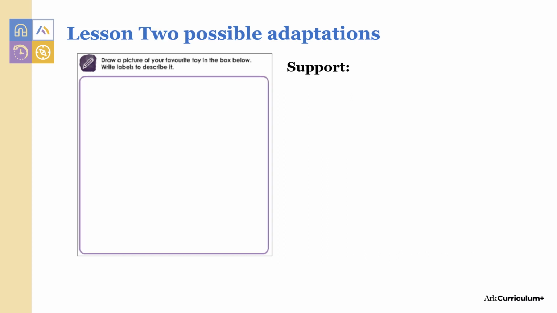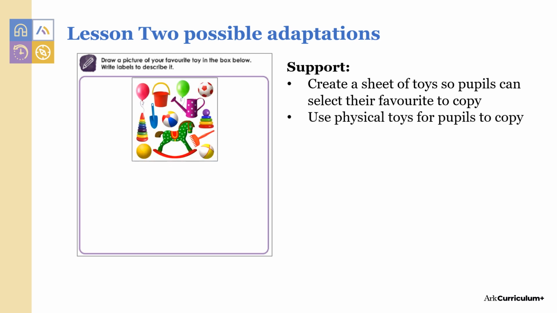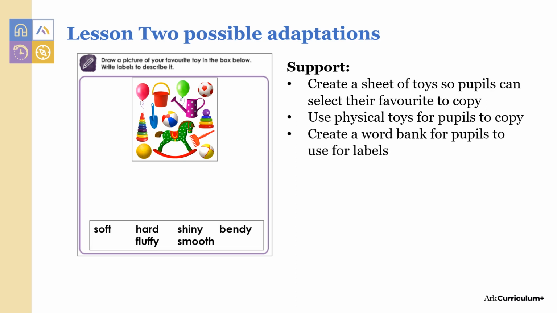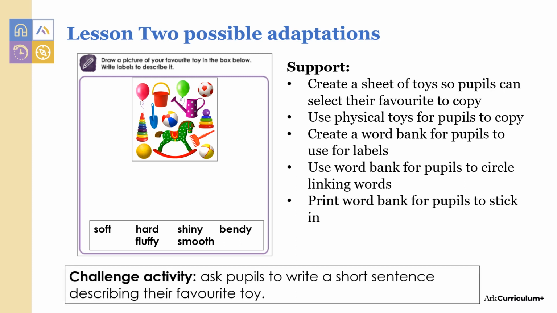In this activity, pupils are asked to draw a picture of their favourite toy in the box below and write labels to describe it. Support pupils by creating a sheet of toys so pupils can select their favourite to copy. Use physical toys for pupils to copy. Create a word bank for pupils to use for labels. Use a word bank for pupils to circle linking words. Or print the word bank for pupils to stick in. Challenge activity: ask pupils to write a short sentence describing their favourite toy.